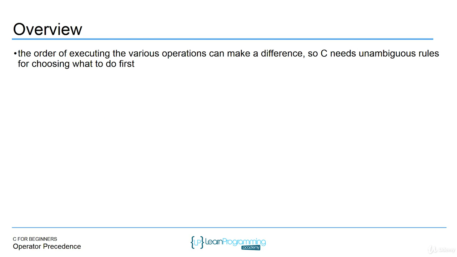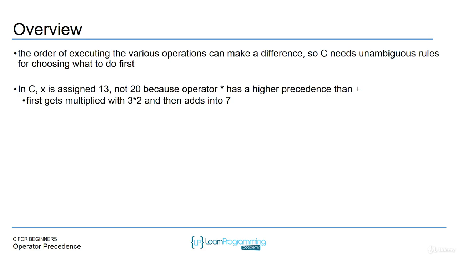The order of executing the various operations can make a huge difference, and this is why you need to understand precedence. C provides specific rules for choosing what to do first. In this case, do I do the multiplication or the plus? Well, C is going to tell you what's going to happen. Now, ideally, if you wrap those in parentheses, you would be telling it what to do. You would be making that decision. But if you don't put that in parentheses, the programming language is going to make the decision for you. So in C, multiplication is going to have a higher precedence than the addition operator, so the result is going to be 13.